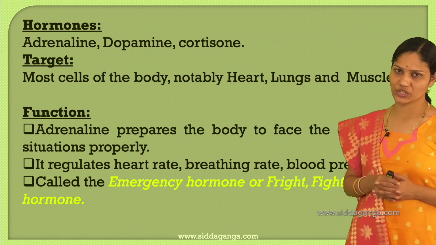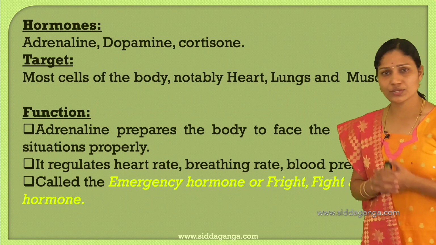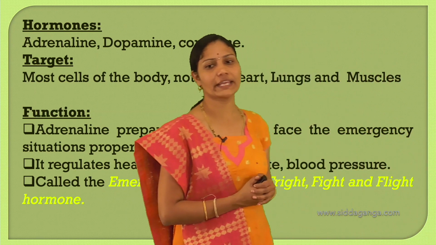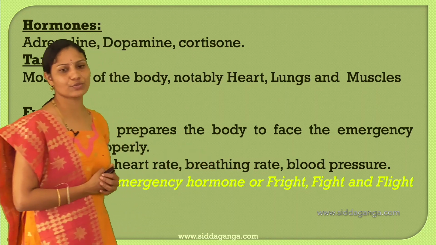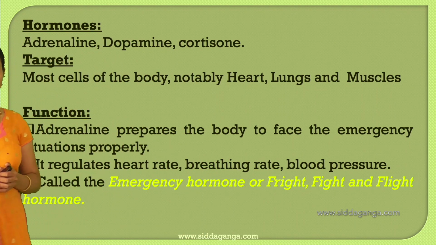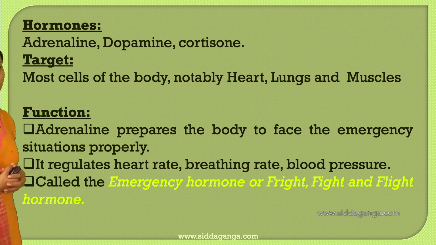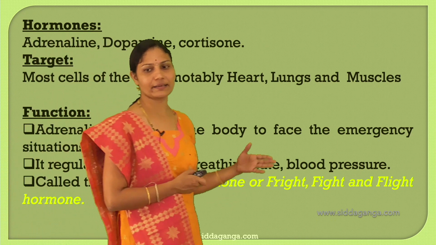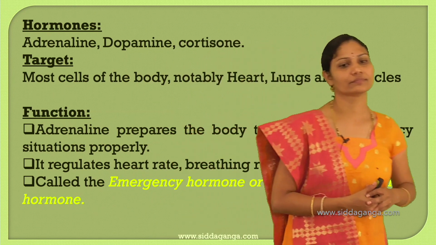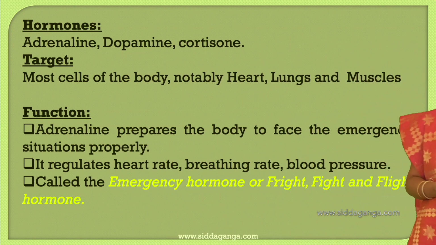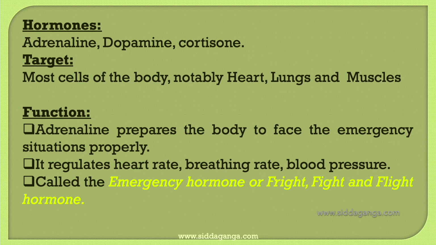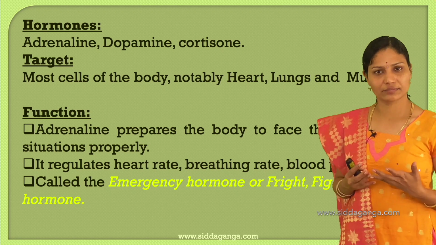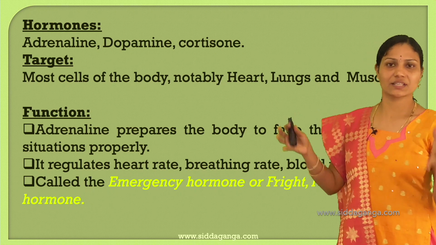During emergency situations, what are the functions of adrenaline? Adrenaline prepares the body to face emergency situations properly. It regulates heart rate, breathing rate and blood pressure, and that is the reason it is referred to as the emergency hormone or the fright hormone. Whenever we are frightened, some changes happen in our body.